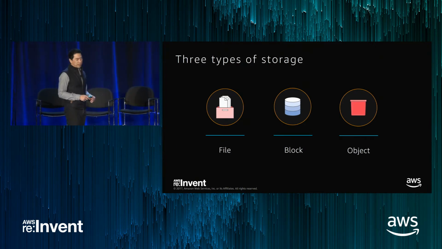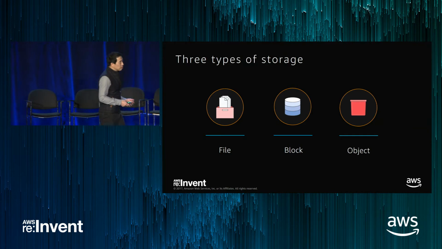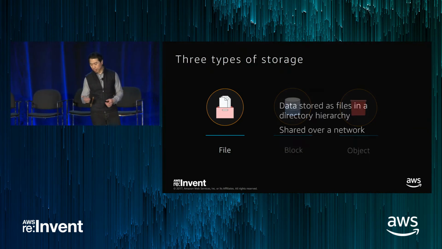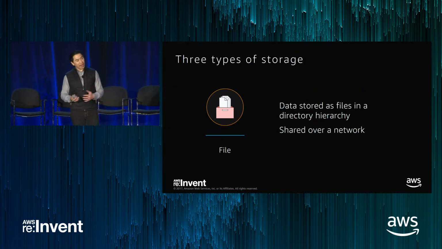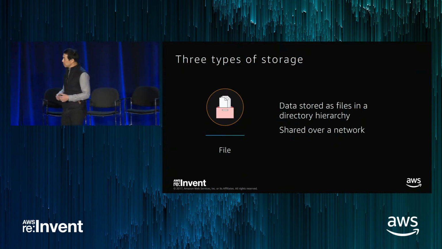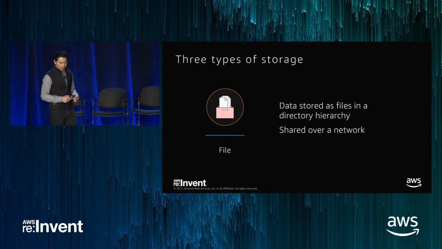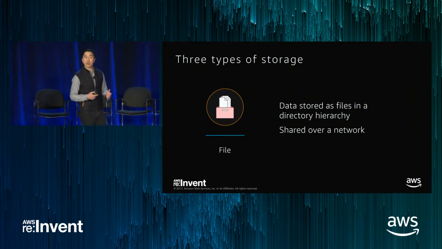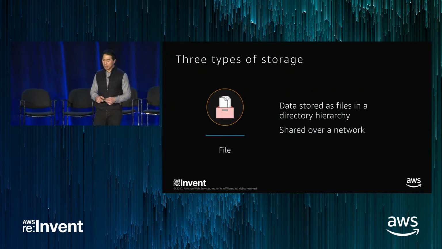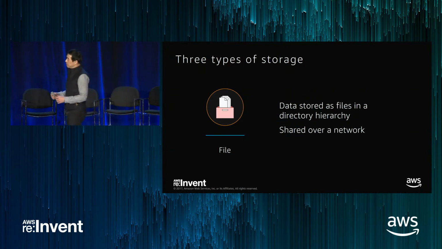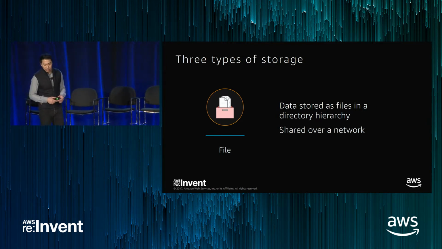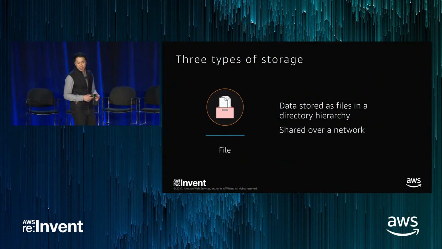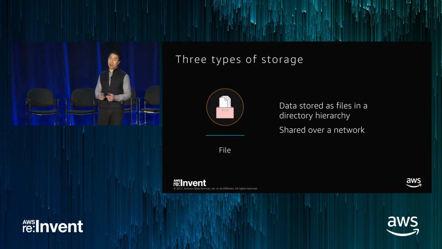Generally, there are 3 types of storage. There's file, block, and object. File storage is data that's stored in files in a directory hierarchy with particular metadata associated with each file. In other words, it's your data stored natively in a file system. When we talk about file in an enterprise context, it's data that can be accessed over the network by multiple clients at the same time. So you can think of it as network-attached storage.